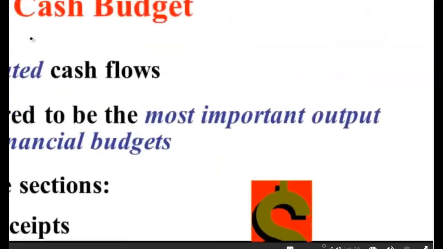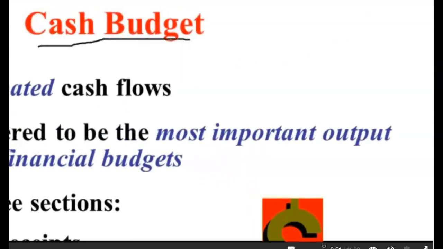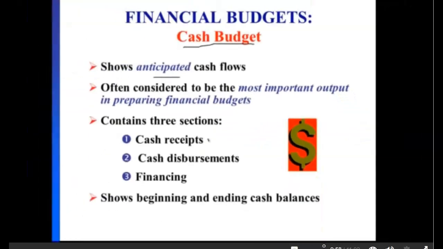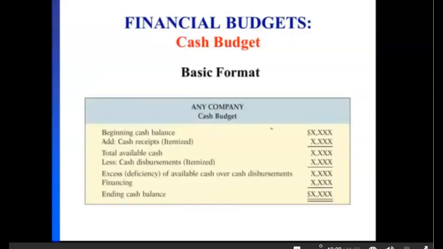Now, the very important budget is the cash budget. Here we look at the expected or anticipated cash flows. We look at the cash coming in, which we call cash receipts, and the cash going out, which we refer to as cash disbursements. And we show beginning and ending cash balances. So the basic format for a cash budget is beginning cash balance, add to it the cash receipts, which we're going to itemize, and deduct from them the cash disbursements, which we will also itemize.